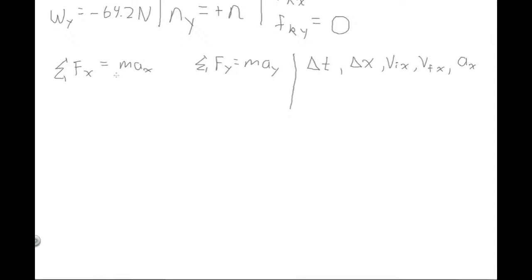Remember, the kinematics framework is not an equation, it's a listing of variables. So here's our kinematics framework, listing the 5 key kinematics variables: delta t, delta x, v initial x, v final x, and a sub x. This is the framework we're going to use in 3 side-by-side columns to keep our mathematics as neat and clean as possible.